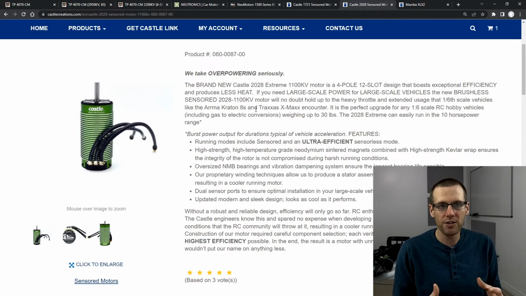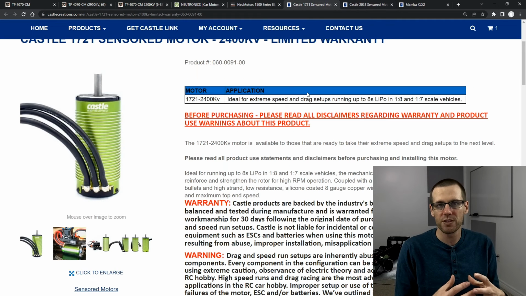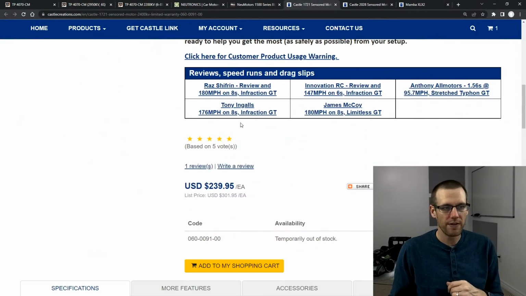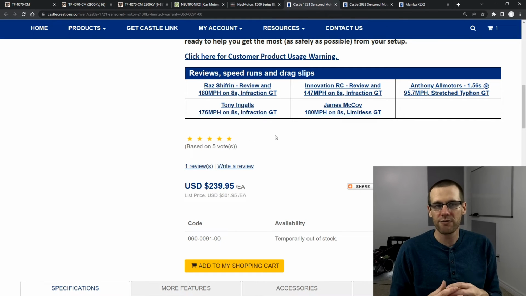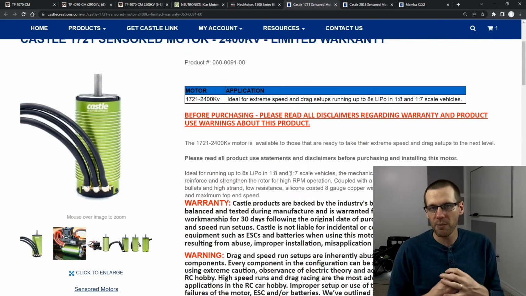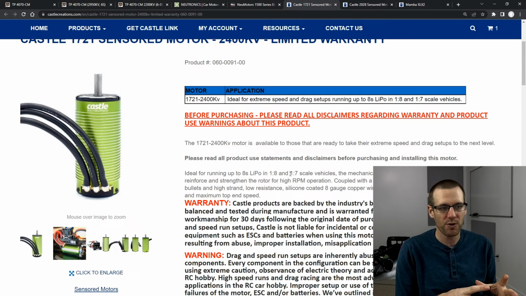And if we continue along here, there's an even better motor for your specific application too, and that is the 1721 2400 kV motor. This motor has the potential to hit at least 150 miles an hour. If I scroll down, you can see there's guys running 180, 176, 147, 180. So there's tons of different examples out there that you can see this motor performs very well. Now, my personal recommendation is if you are purchasing this motor, 8S is a very good spot for it. This motor is going to really perform well using a 6S or 8S pack. That's where you can really see the high output wattage that you can get and extract from this motor.